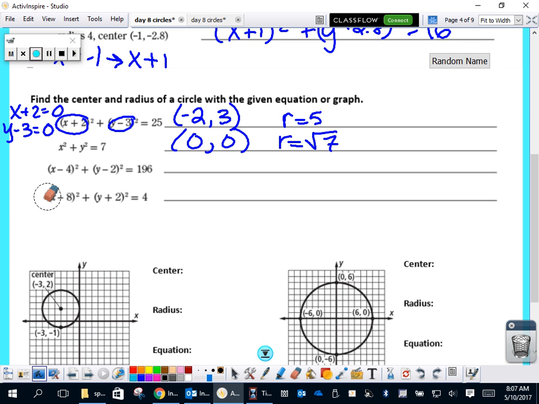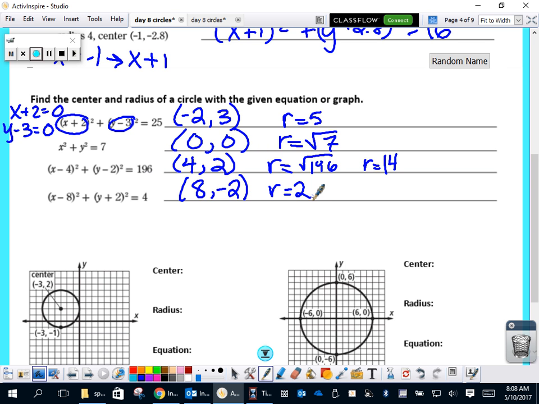What's the center here? 4 what? 2. 4, 2. Because you want 4 minus 4 to get to 0. 2 minus 2 to get to 0. The radius? How'd you get 14? Square root of 196, so that means R is 14. Okay? Center in the next one? 8, negative 2. Radius? 2. Okay?